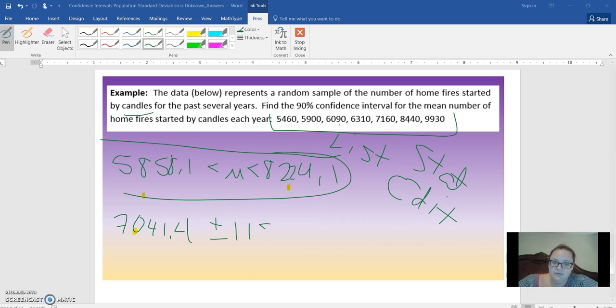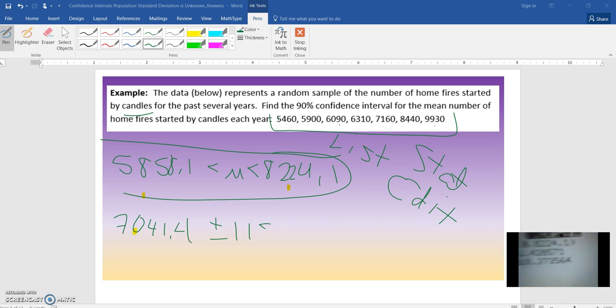Hang on, I want to double check something. I typed it in wrong. Okay, let's try this again. 7041.4 minus 5858.1. 7041.4 minus 8224.1. Hang on, guys. I want to make sure I typed everything in right because I'm not getting the same answer. I typed something in wrong.